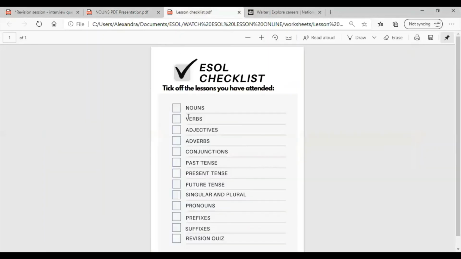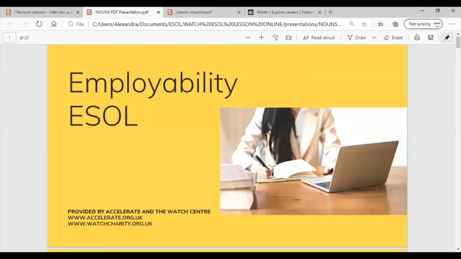Remember, we've now been able to tick off all these checklists. If there's anything you've missed, the video will be up on the YouTube channel, so you can check in with that. And if you want to accelerate and you're working through the ESOL booklets and you need any help with the worksheets, do get in touch and we can organise an appointment.